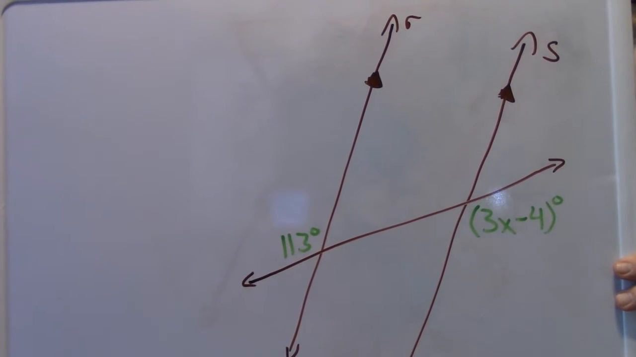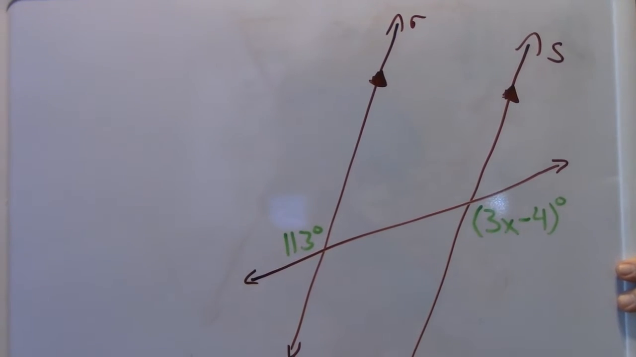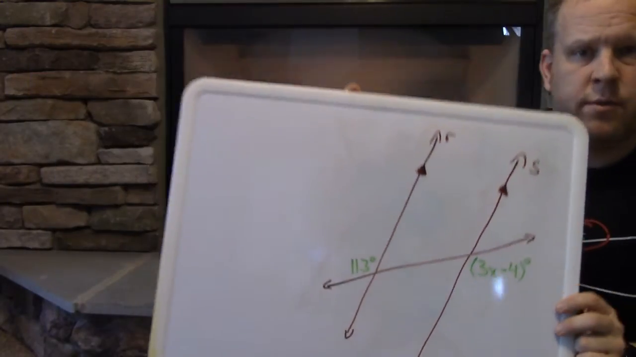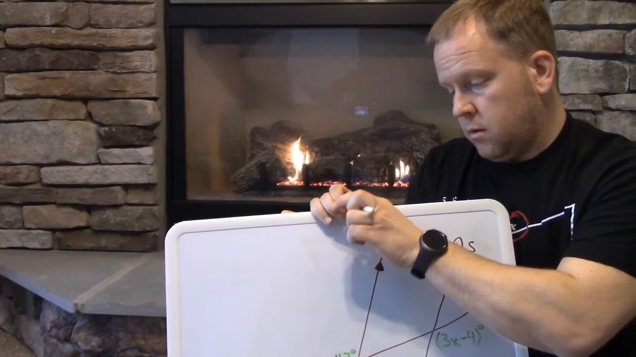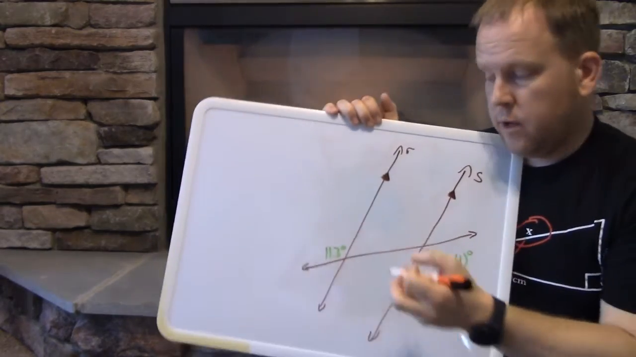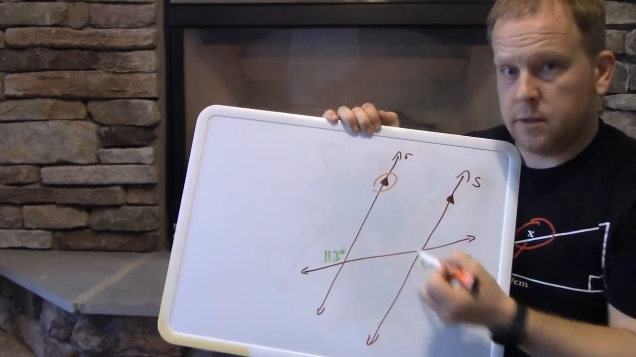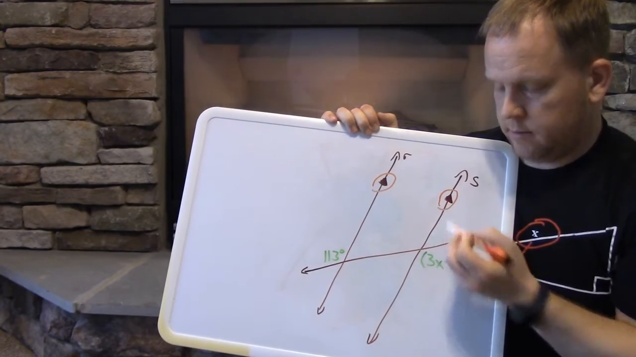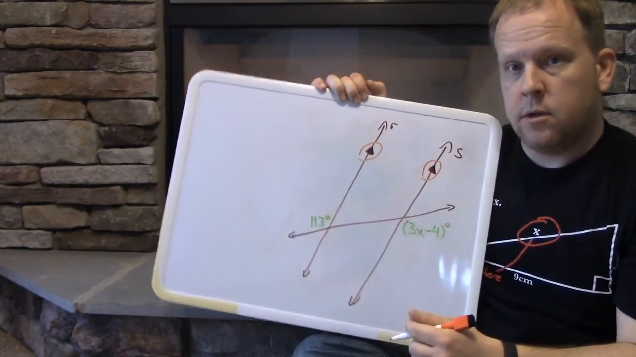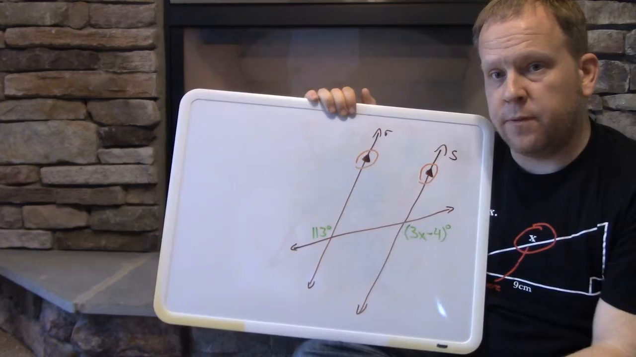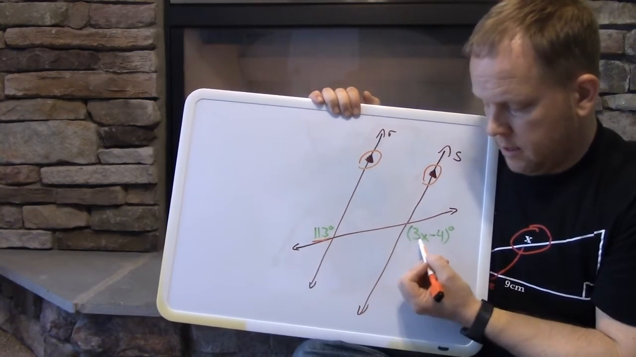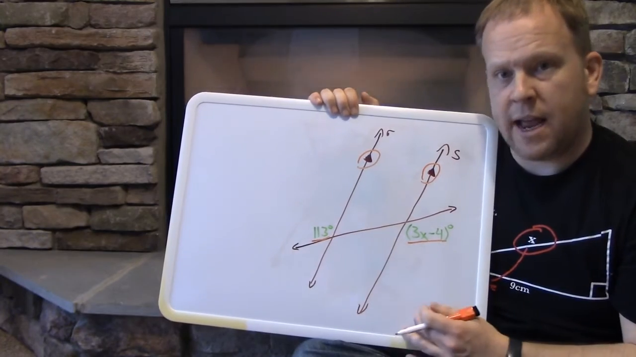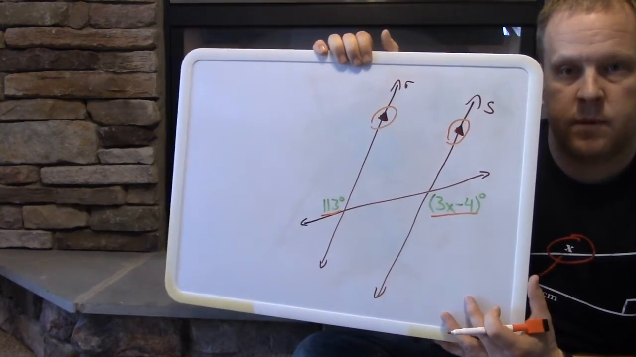Find the value of x. Now, we can only find the value of x because of one reason. We know that line R is parallel to line S because of the arrows. So, since these lines are parallel, the first step you do is identify what kind of angles are the 113 and the 3x minus 4. What angle pair relationships are they?